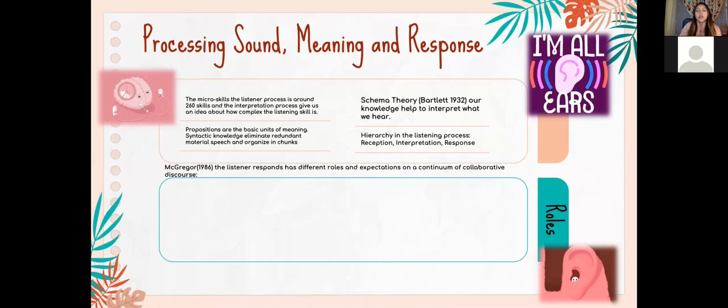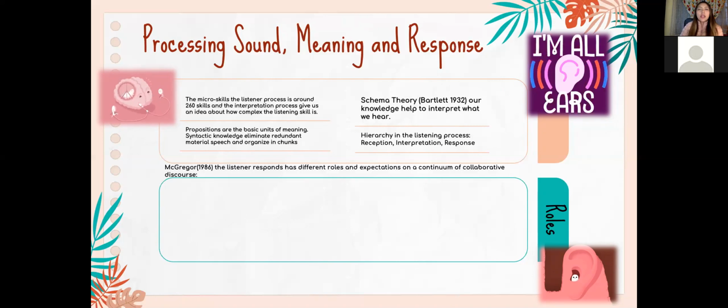Well, we are going to consider schema theory, which helps us link our knowledge to interpret what we heard. It is focused on the proposition, which is considered the basic unit of any meaning, and it considers syntactic knowledge. We're going to check that in the hierarchy. In the listening process, we have this order: the first one is reception, the second one is interpretation, and the third one is response.